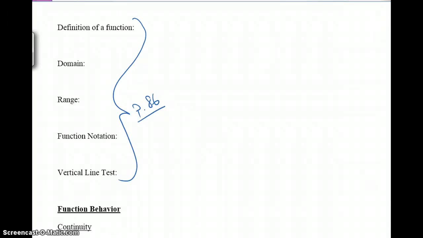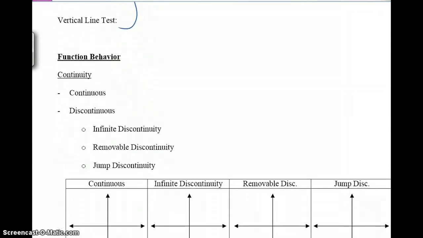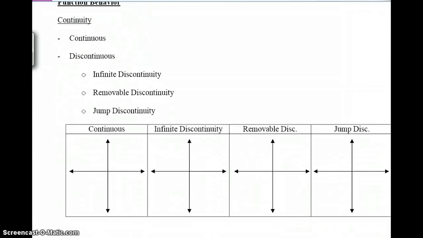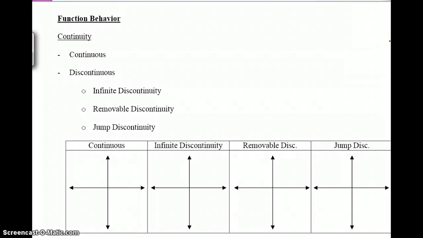Okay, so welcome back. And what we're going to do now is we're going to talk about function behavior. We'll start with the idea of continuity. Continuity deals with how the graph behaves throughout the graph. So we start by defining what does it mean to be continuous. In order to be continuous, the graph cannot come apart at any point.